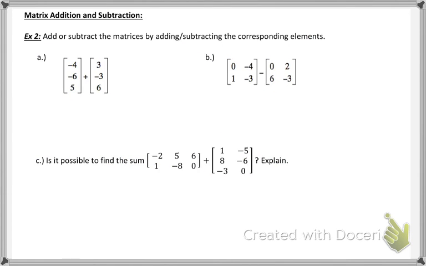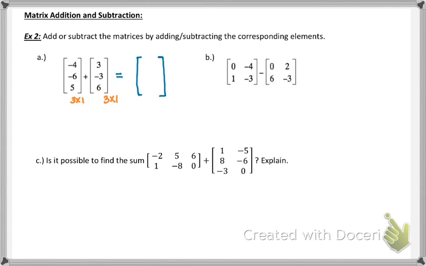Now, when you have matrices and we want to add or subtract them, all we have to do is add or subtract the corresponding elements. So here I have two matrices with dimensions 3 by 1, 3 rows, 1 column. Okay, and when I add them, I will get another 3 by 1 matrix.